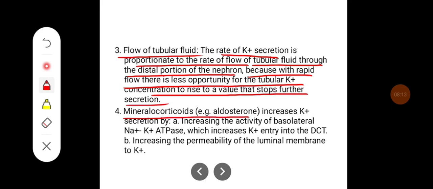Then mineralocorticoids, for example aldosterone, increase potassium secretion first by increasing the activity of basolateral sodium potassium ATPase, which increases potassium entry into the DCT, and second by increasing the permeability of the luminal membrane.